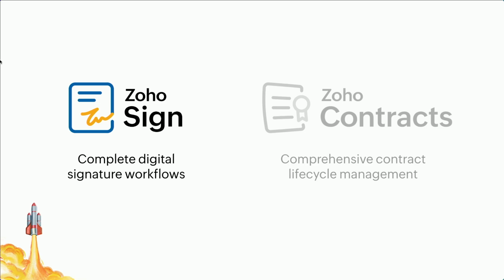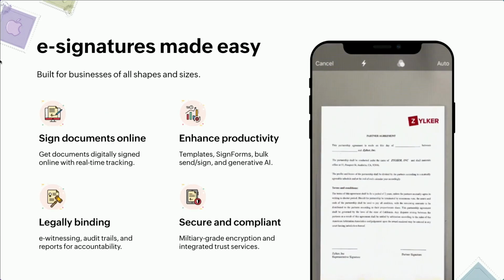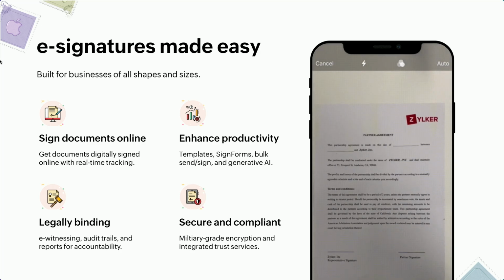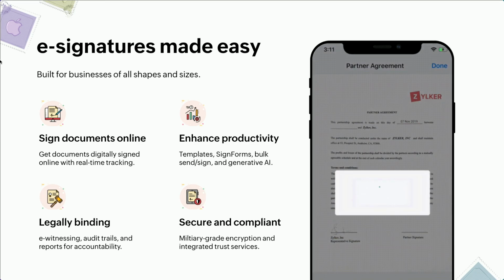So let's get to Zoho Sign. What Zoho Sign does is very simple. It's e-signatures, and it's just made very easy. It's intuitive workflows that you use to get your documents signed. It's as simple as scanning a document that you have in paper format, creating a workflow, sending it out for signatures, and getting it all done.